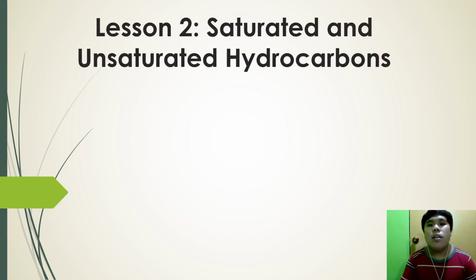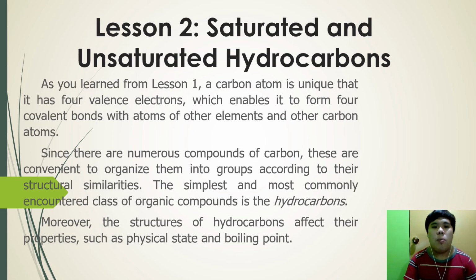Lesson 2, saturated and unsaturated hydrocarbons. As you learned from lesson 1, a carbon atom is unique in that it has 4 valence electrons, which enables it to form 4 covalent bonds with atoms of other elements and other carbon atoms. Take note, carbon can form 4 covalent bonds, but there are 3 classifications of its bonds: the single bond, the double bond, and the triple bond.